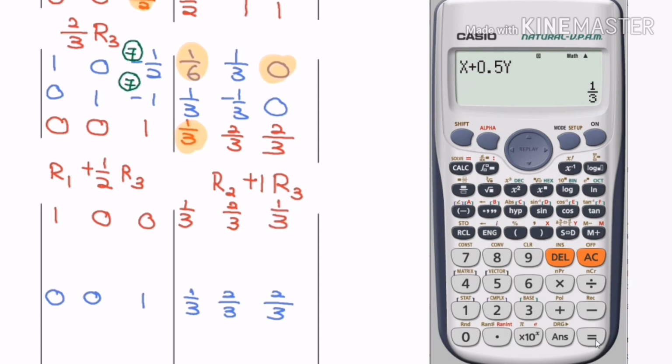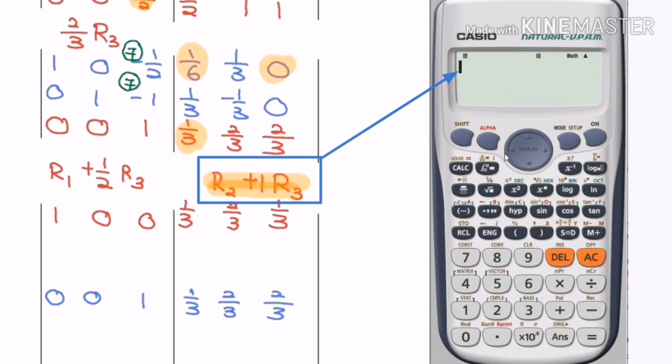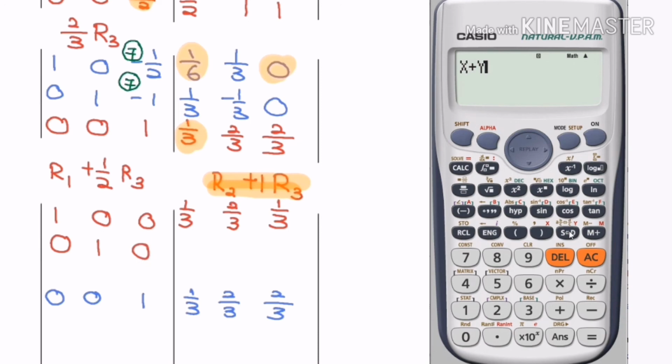Next, I'm going to focus on the second row with this formula. So I'm going to change my formula. Alpha x will be my R2 plus alpha y will be my R3. So I'm going to repeat the same process. So here we have 0, 1 and 0. So what is my R2? My R2 is 1 over 3. So calculate 1 over 3. What is my R3? Also 1 over 3. So the answer will be 2 over 3.